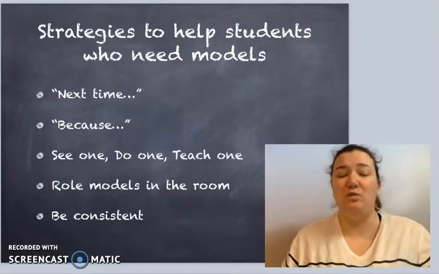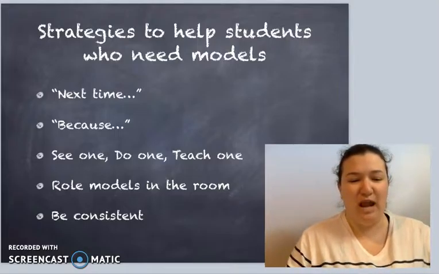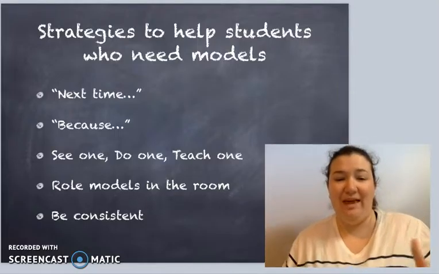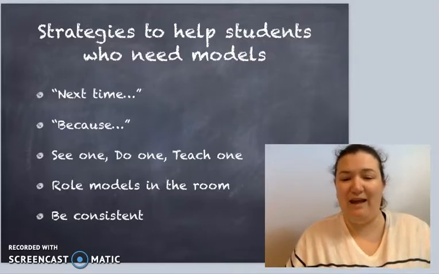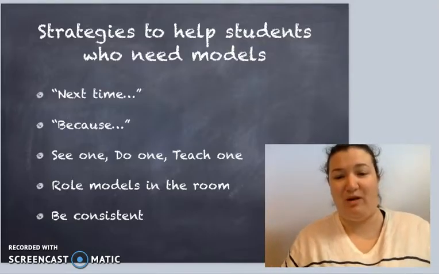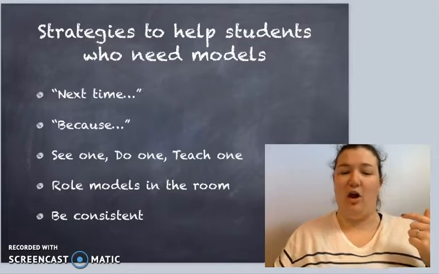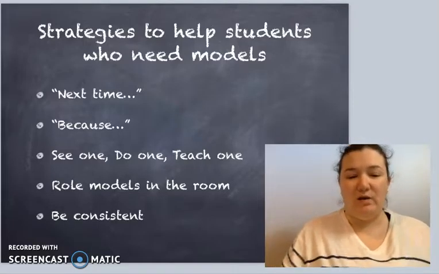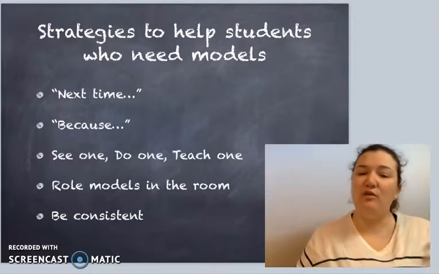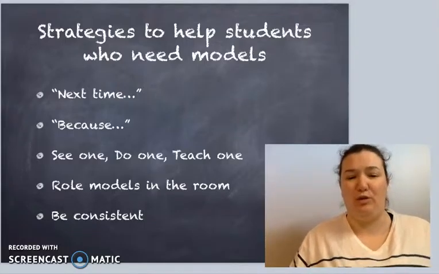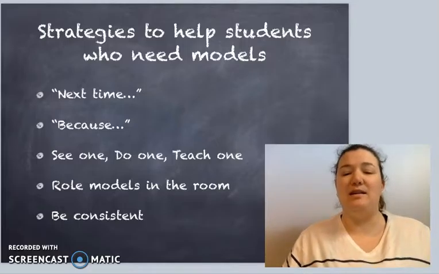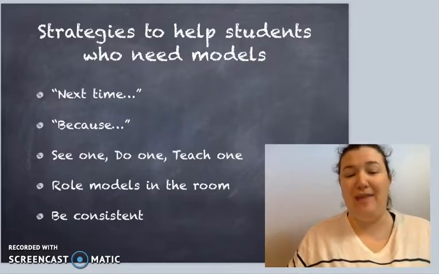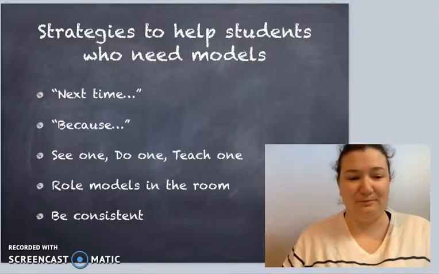You could also use the see one, do one, teach one method, which is when you show students an example, then have them do the example, and then have them teach another student, so they remember it a little bit easier and it sits a little bit longer in their long-term memory. You can also use role models in the room, mentors and mentees. When you're bringing positive role models into the classroom, students are more likely to follow it. And of course, be consistent. Say what you're going to do, and then actually do what you're going to say.